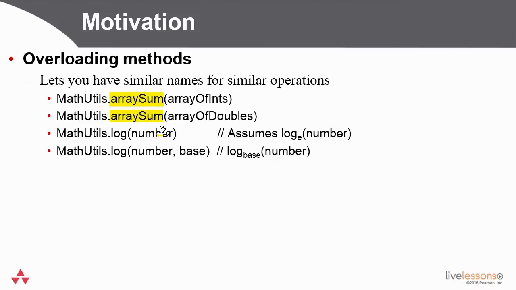Similarly, the logarithm. You can imagine that you assume that the base is e, so if you pass in only a single number, it computes log base e. But if you pass in two numbers, the second number is considered the base. It probably wouldn't make sense to call those two different method names. It would be confusing to the other users of your code, so you use the same name.